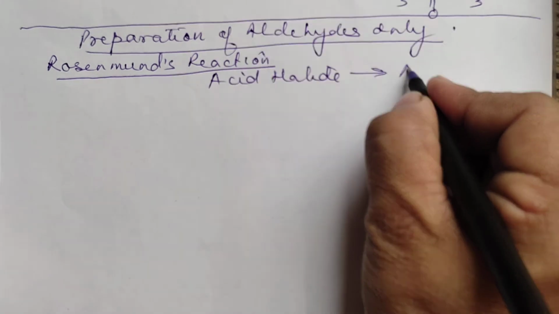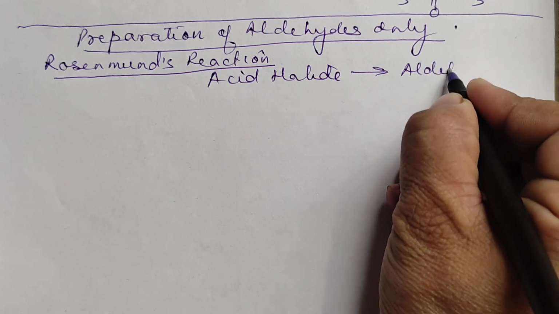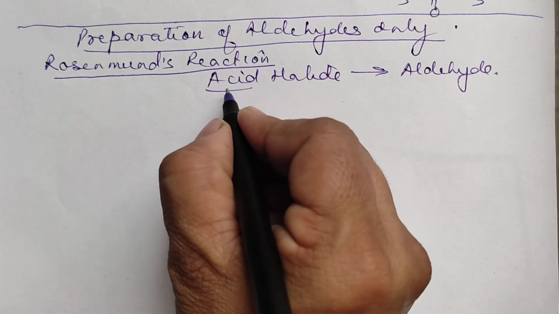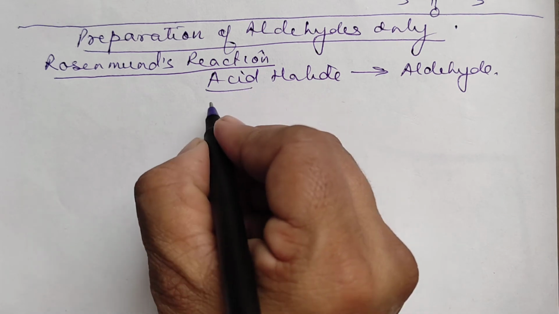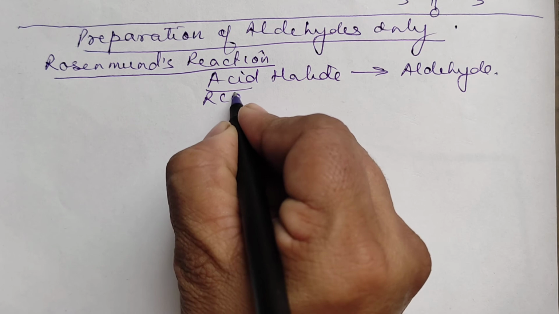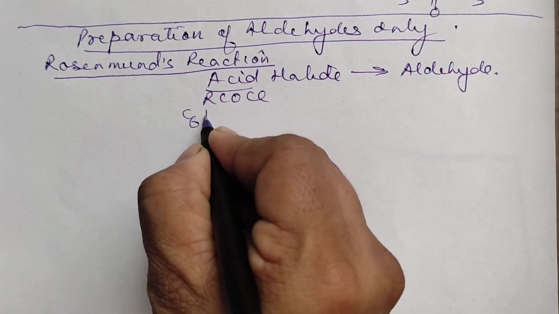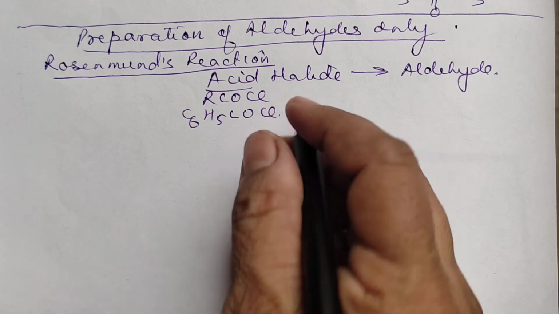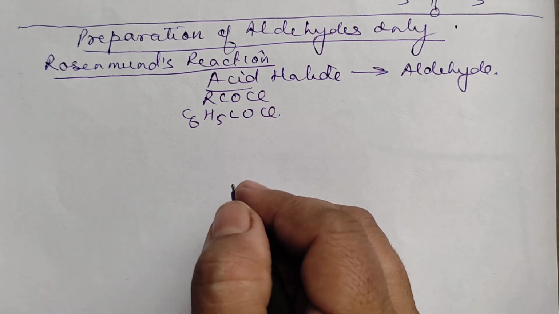is converted into aldehyde. Acid halide is converted into aldehyde. So now this acid halide can either be aliphatic or can be aromatic. That means it can be RCOCl or it can be C6H5COCl or any other acid halide. The higher ones also you can take.